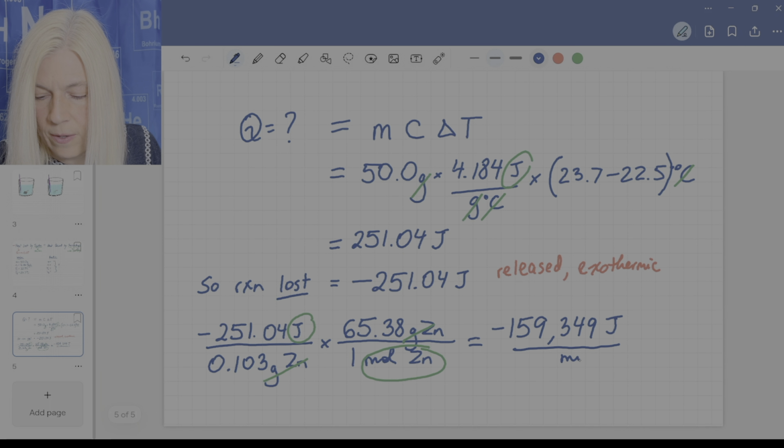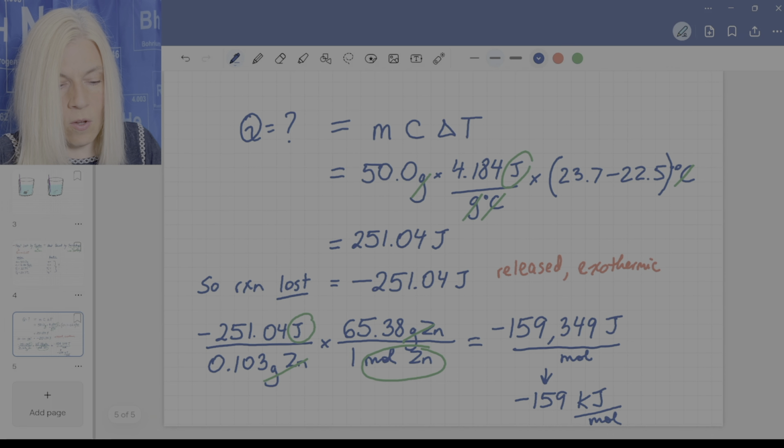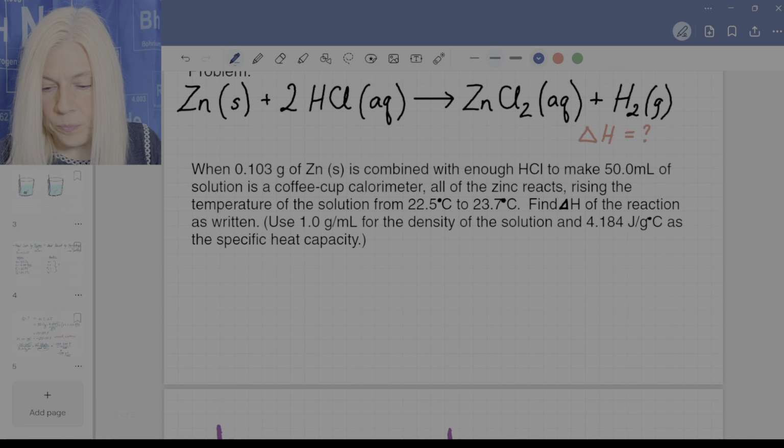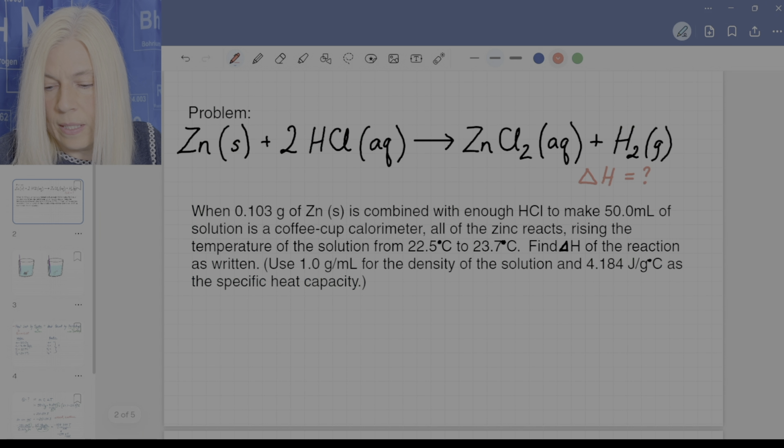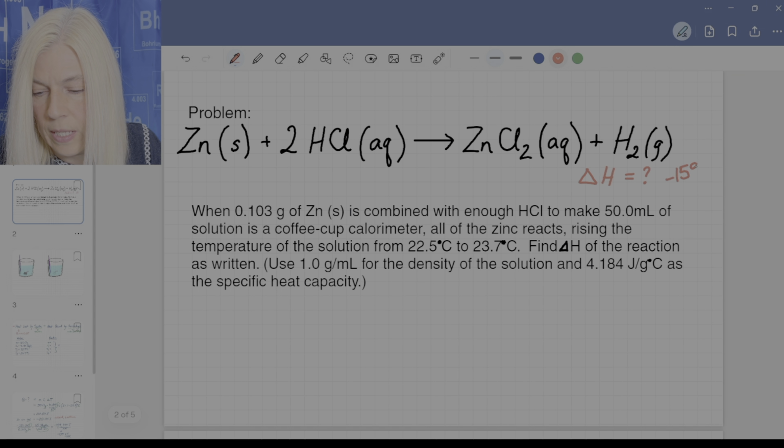Let's look at our sig figs. We used 3 sig figs for 50, so 3 sig figs. I'm going to say it's negative 159, and let's change joules to kilojoules. So 159 kilojoules per mole. If I go back to this reaction as written, what's delta H? It's negative 159 kilojoules as written for this reaction.